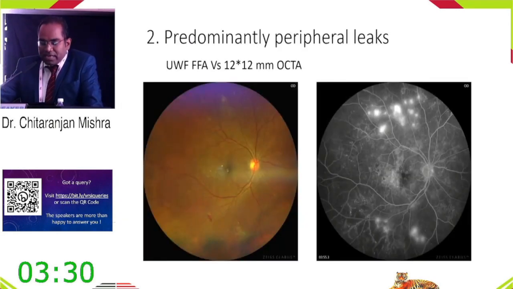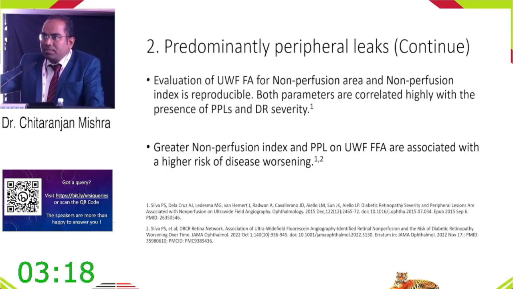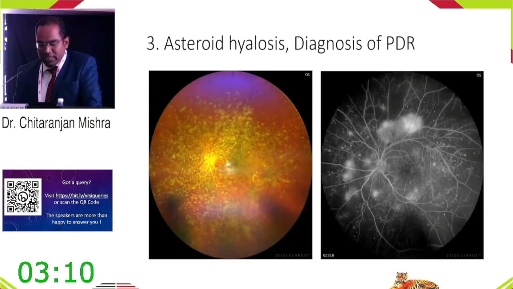Number two, something like predominantly peripheral leaks. We have heard about this in recent DRCR.net publications also. In OCTA, we have maximum 12 by 12. However, if you want to go beyond 100 degrees or say vortex vein ampulla, this FFA, especially the wide field FFA, helps us. And these are the publications supporting that.